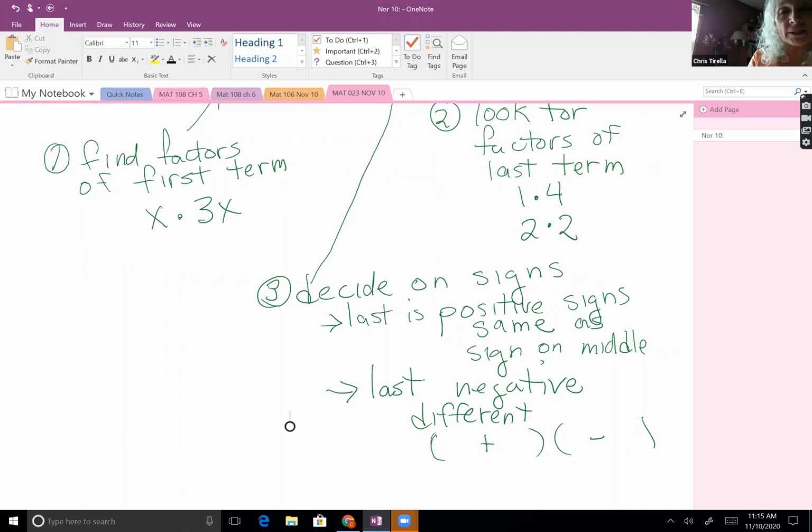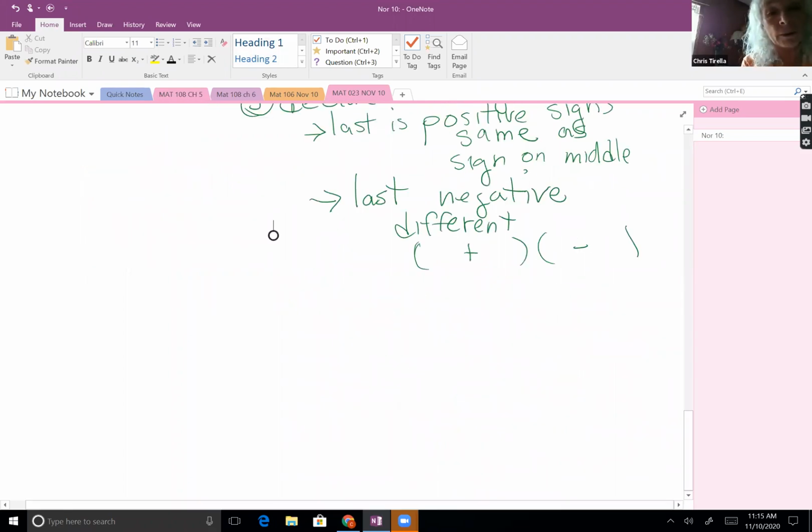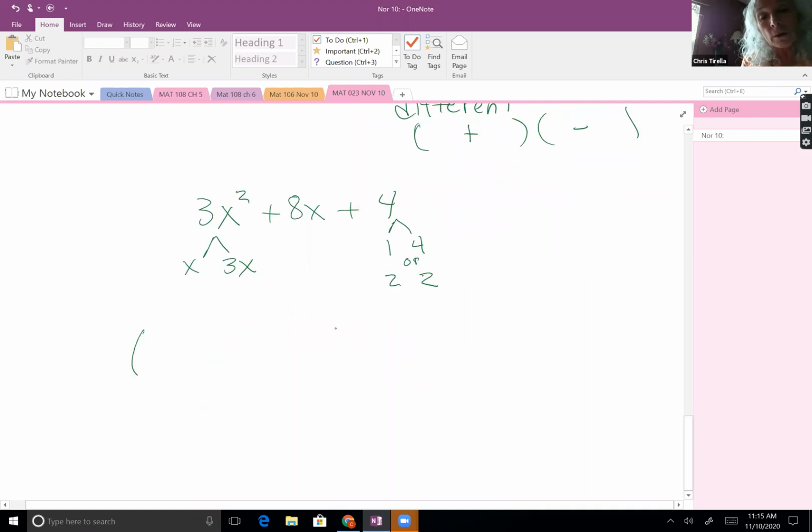If not, because I've written so far down, I'm going to rewrite the question. We had 3x squared plus 8x plus 4. For 3x squared, we said it's going to be only 1 times 3x. For 4, we said it could be 1 times 4 or 2 times 2. When we're filling in our binomials, we know that our signs are going to be the same, both pluses.